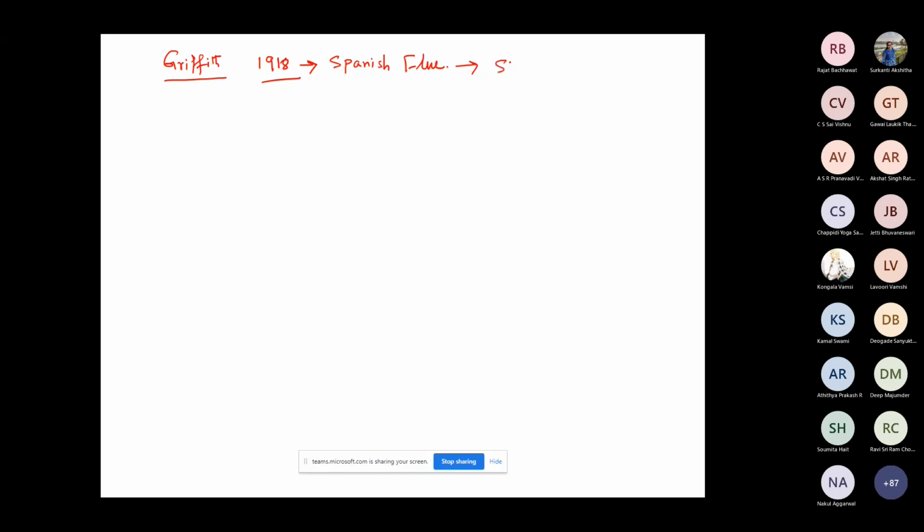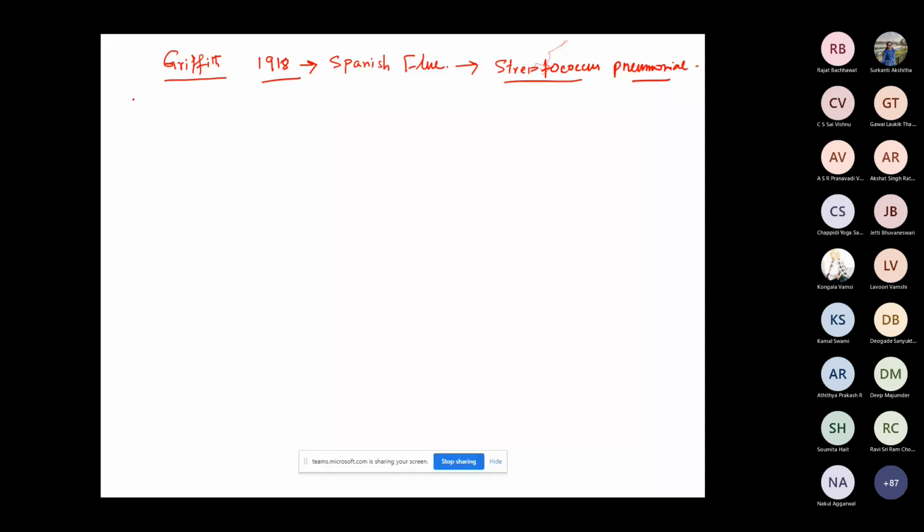So at that time, another bacteria, called Streptococcus pneumoniae, was the cause. Many people were suffering from pneumonia because of this infection just after the Spanish flu. And as I told you, many scientists across the world were trying to make a vaccine against this.